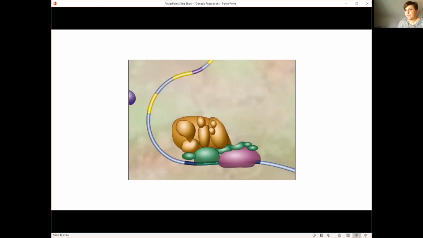When a second kind of regulatory protein called a repressor binds to a silencer sequence located adjacent to or overlapping an enhancer sequence, the corresponding activator is no longer able to bind to the DNA.